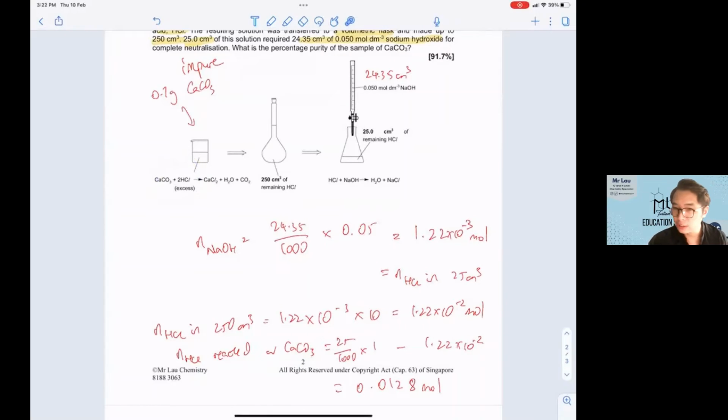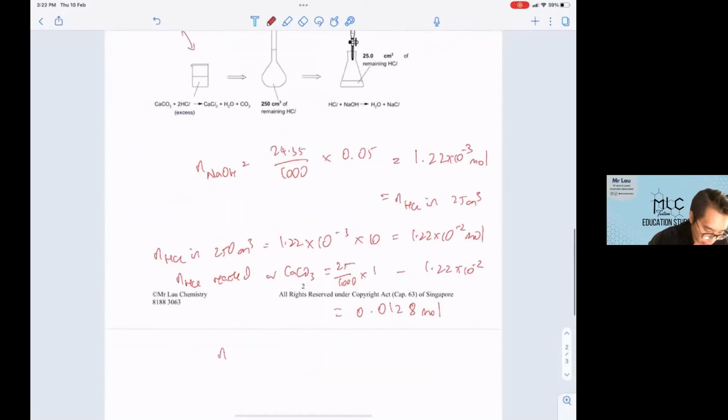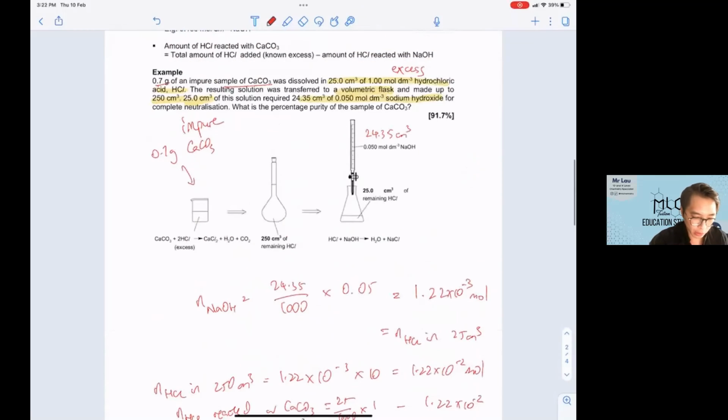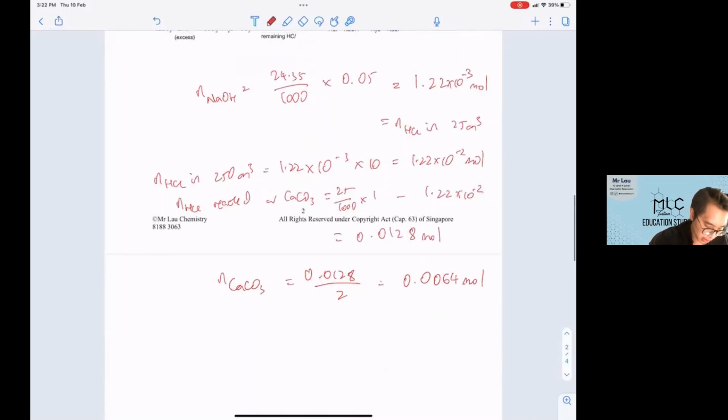Now next let's look at the mole ratio. How does HCl react with calcium carbonate? They react in a 2:1 ratio. So therefore, the moles of calcium carbonate that reacted with the HCl will be 0.0128 divided by 2, which should be 0.0064 moles. So now you know your moles of calcium carbonate in 0.7 gram. Let's find the mass of calcium carbonate. This will be 0.0064 multiplied by the MR, which is 40.1 plus 12 plus 3 times 16, 100.1.